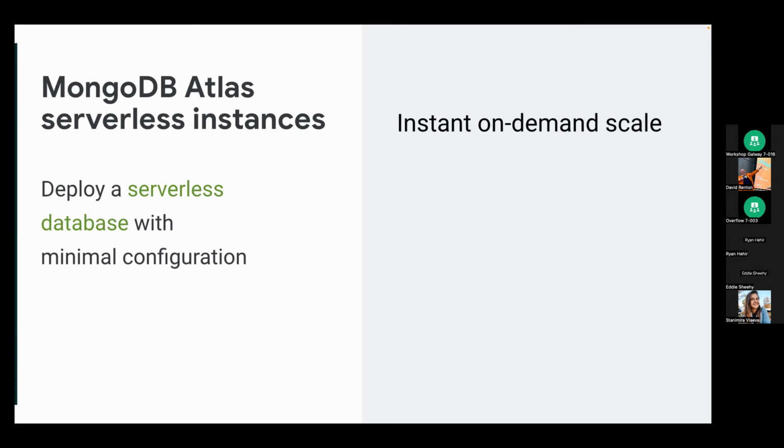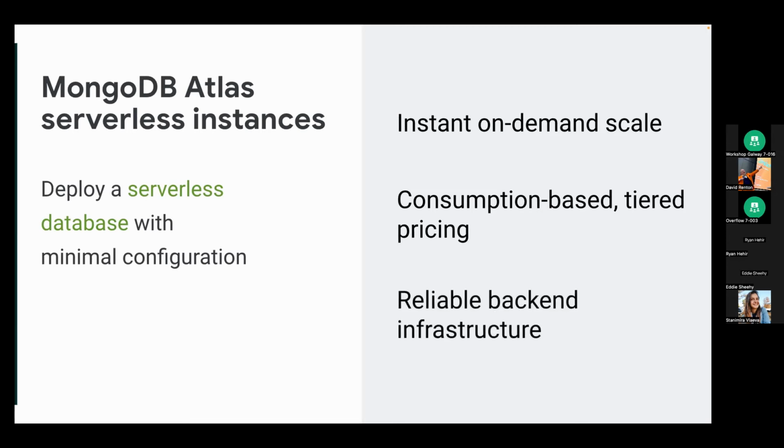So you have auto scaling. It is consumption-based pricing. So you're paying for the storage that you're using, you're paying for the backups that you're doing, and you're paying for the read and write operations that you're executing. And finally, it is built on top of the other database offerings that MongoDB has.